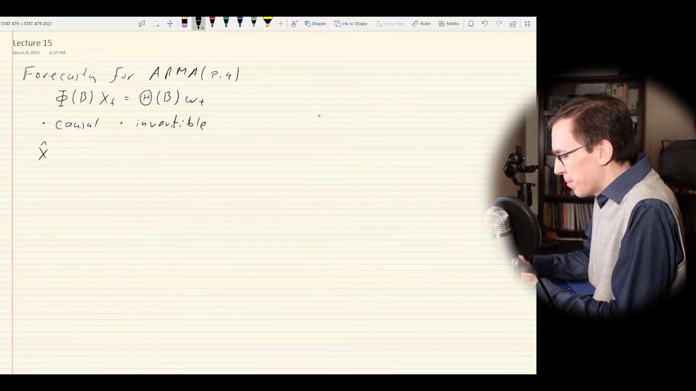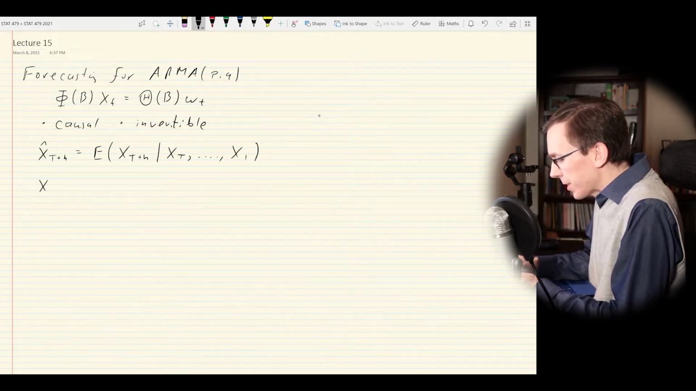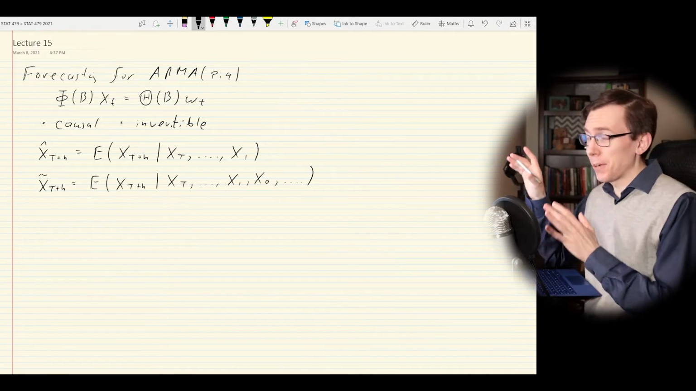Furthermore, we had two different notations for forecast, for predictions, predictors, I guess. We had our h step ahead predictor, x^T_{T+h}, which is the expected value of the time series process itself at time T plus h given the observed data capital T down to 1. And then we also had this notation of x tilde_{T+h}, which is going to be the expected value of x_{T+h} given the data and all the hypothetical data that would extend into the infinite past. Again, physically we don't have that.